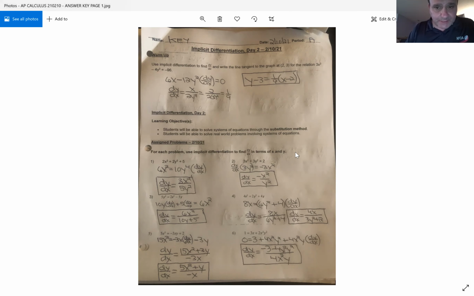So I'm attaching these to the video, basically the first 6 questions here. The second 6 on the back, I have different workspace for. But for number 1, it's just asking you to find the slope in terms of dy/dx.